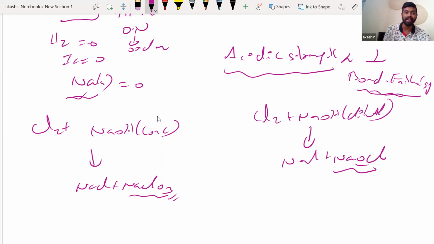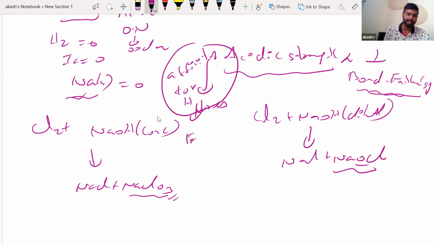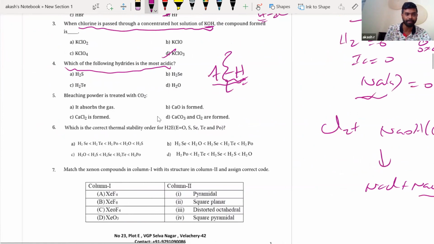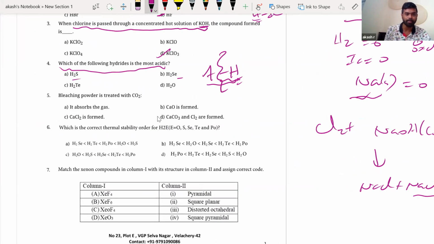Right, and I know when I go down the group, affinity for hydrogen decreases. We saw in the last question also, affinity for hydrogen decreases. Why? Because electronegativity decreases. So now you see what are all the elements present: sulfur, selenium, tellurium, oxygen. If you remember the group, it is oxygen, sulfur, selenium, tellurium. These are all the things.